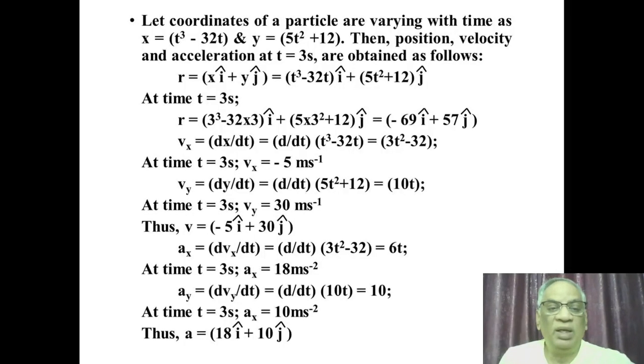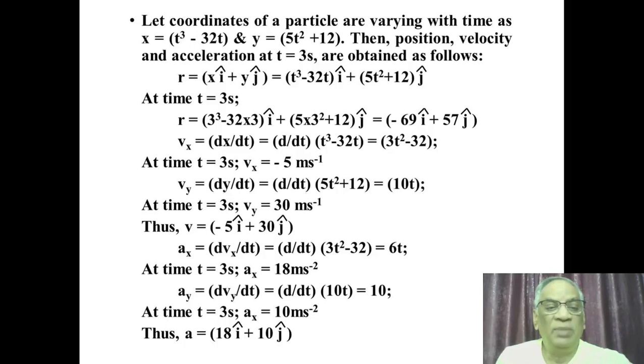Let the coordinates of a particle be varying with time as x is equal to t cube minus 32t and y is equal to 5t square plus 12. Then let us find out the position, velocity, and acceleration at the time of 3 seconds.